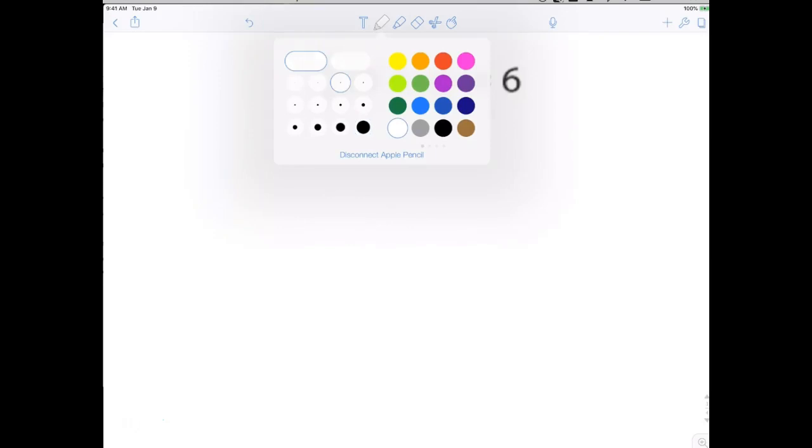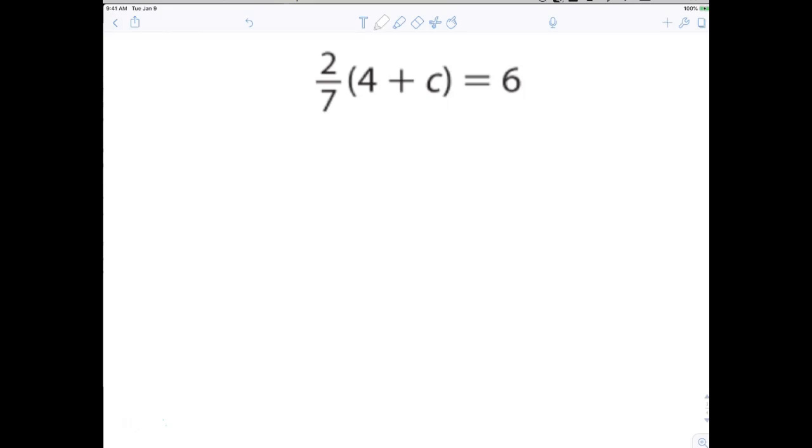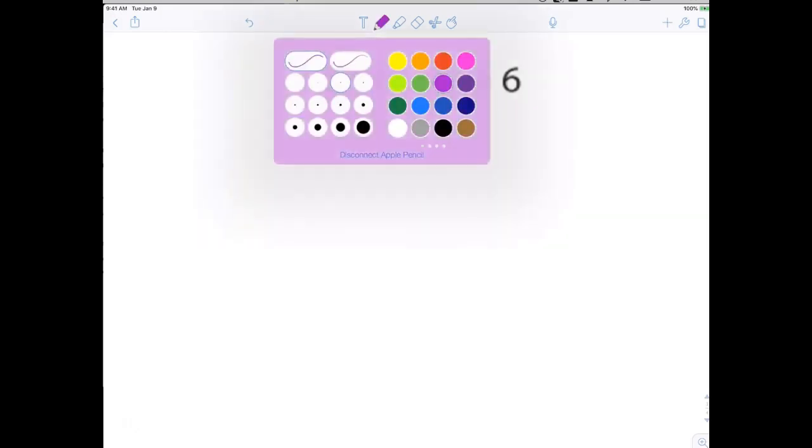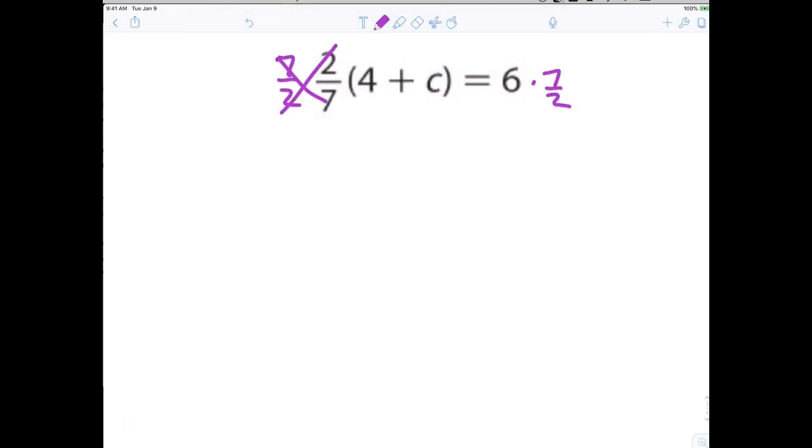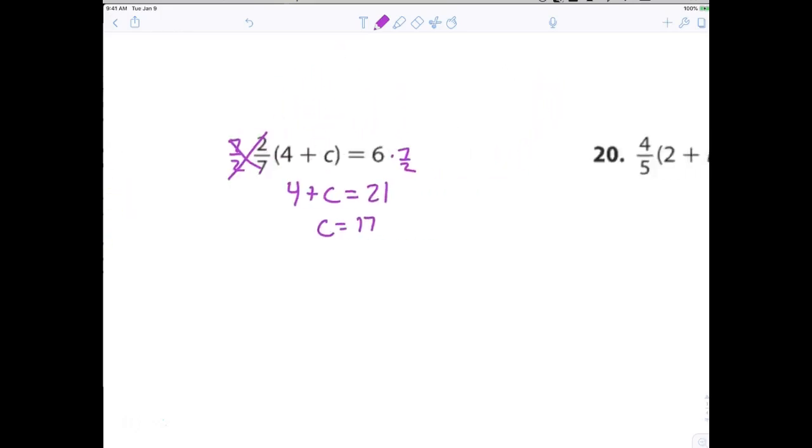All right, here we go. Next, I want to see a fraction. How do I undo this fraction? And what's the reciprocal? Good job, girl. Good job. Here we go. 7 over 2 times 7 over 2. So 4 plus C equals what? No, I would divide first. 6 divided by 2 times 7. Thank you. 21. And now what? Yes. So C equals 17. All right, here we go.